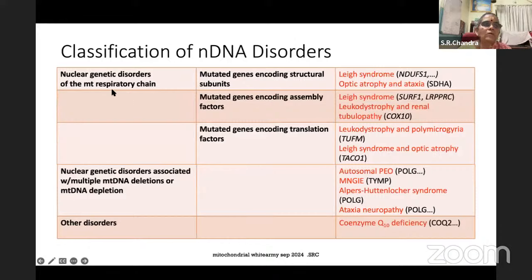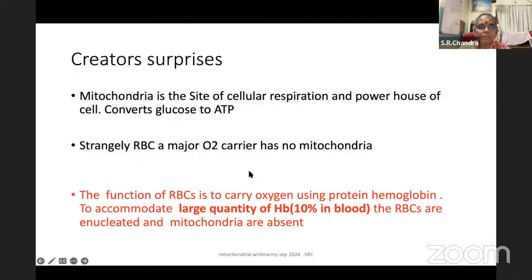The nuclear genetic disorders of the mitochondrial respiratory disorder are mutated genes encoding structural subunits. Again, Leigh syndrome, optic atrophy. Mutated genes encoding assembly factors, that is Leigh syndrome, leukodystrophy, tubulopathy. And mutated genes encoding translation factors, Leigh syndrome. Leigh syndrome is a polygenic condition. And you have got associated multiple mitochondrial DNA deletions, progressive external ophthalmoplegia, MNGIE, and Alpers, and ataxic neuropathy, and others will be coenzyme Q10 deficiency.